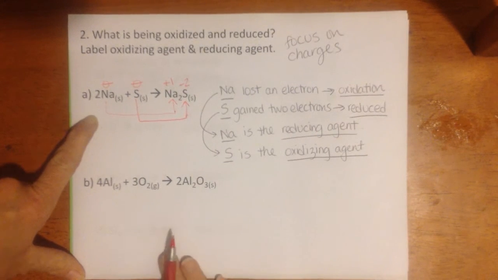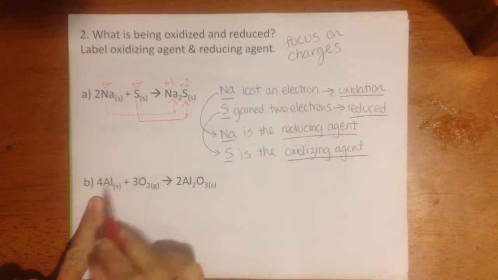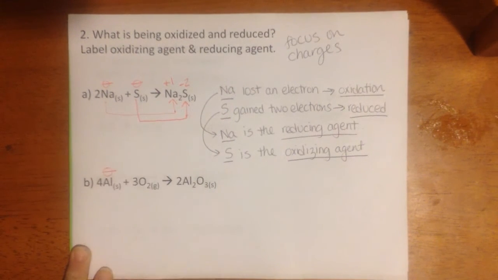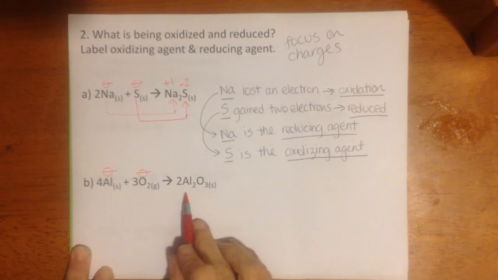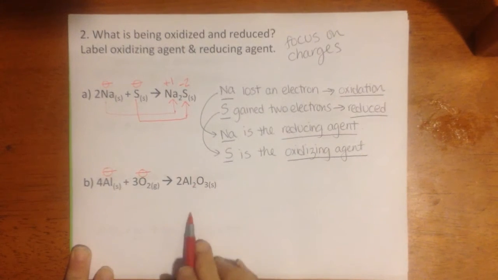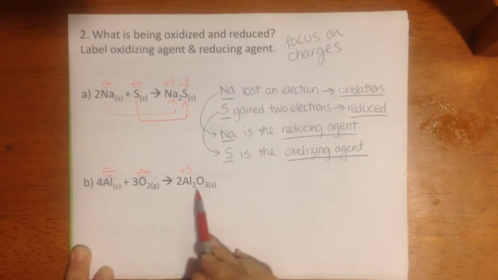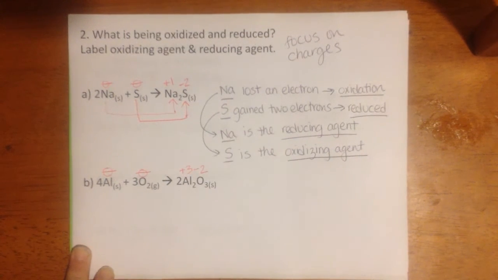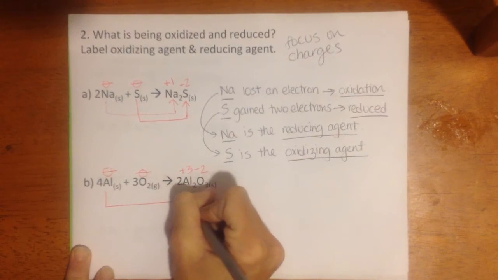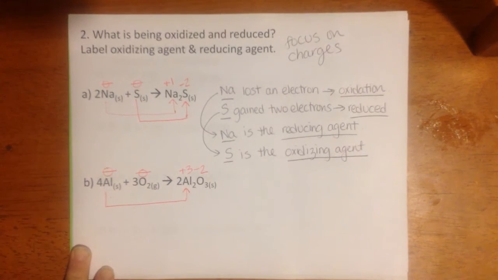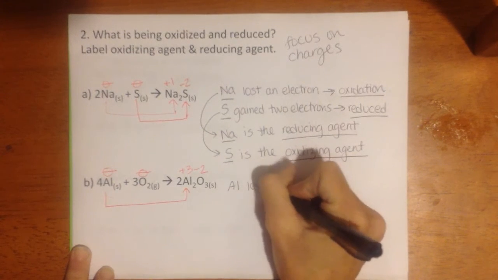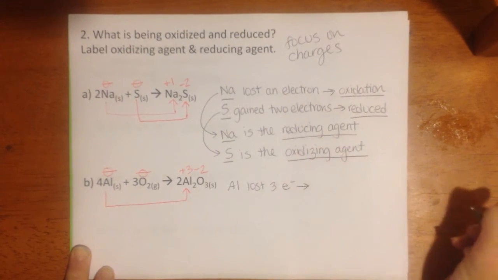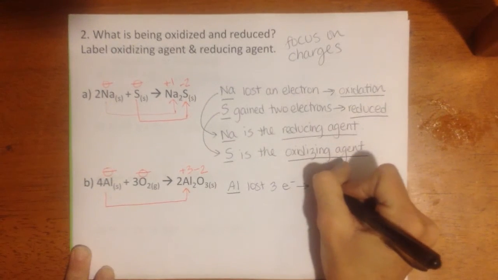Let's try another one. First, we're going to look at the charges. Aluminum by itself in nature is just a 0. Oxygen by itself in nature is also neutral. Aluminum as part of an ionic compound is in the +3 column, and oxygen as part of an ionic compound is in the -2 column. So we look again. Aluminum lost 3 electrons. So we would say aluminum is oxidized.